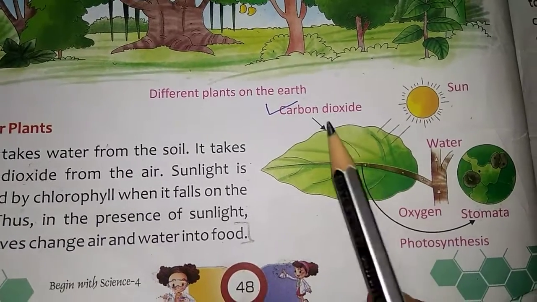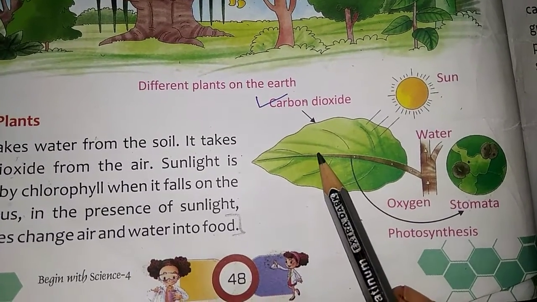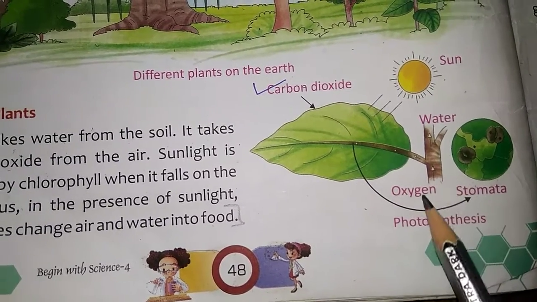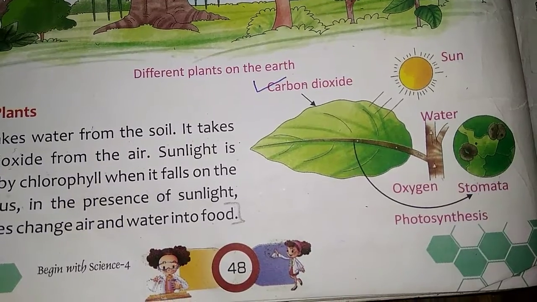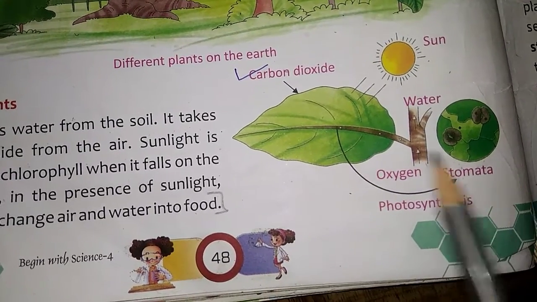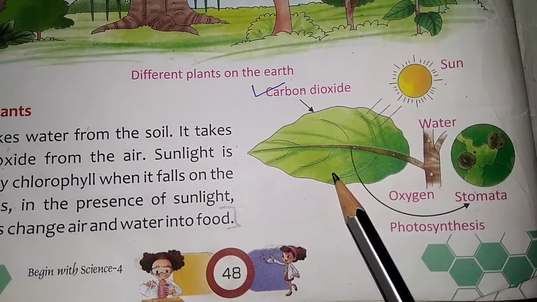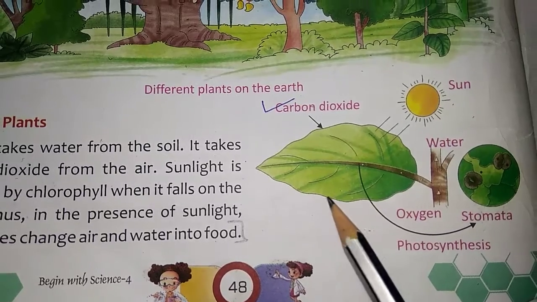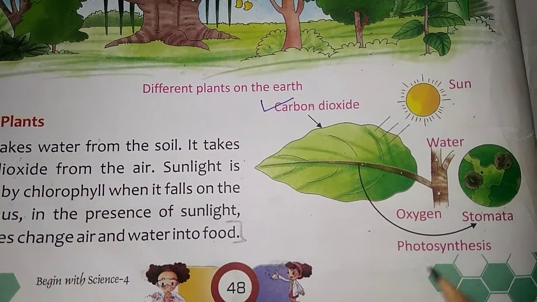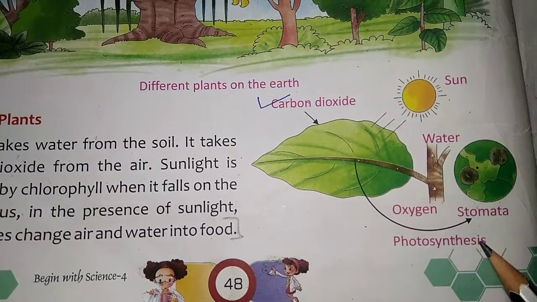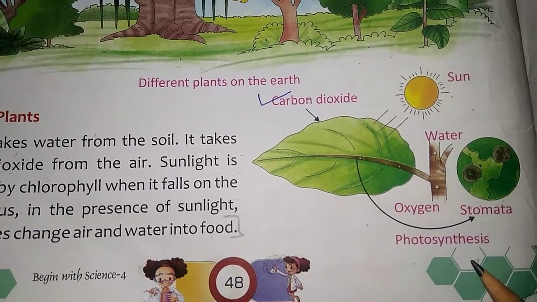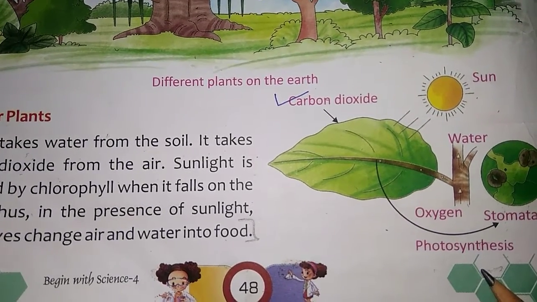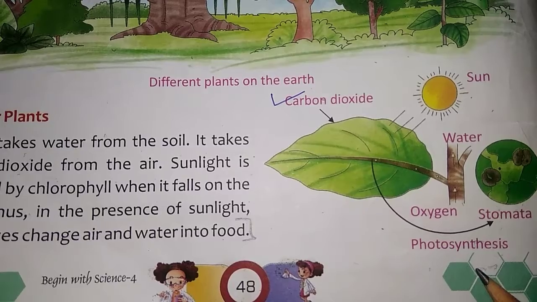This diagram is there, children. They will absorb carbon dioxide, sunlight, water, and the root will absorb water, and they will leave oxygen for us. This is a stomata. It helps plants to breathe. Small pores will be there. This full diagram is known as photosynthesis. Photosynthesis means what? Plants will prepare their own food by using sunlight, carbon dioxide and water.